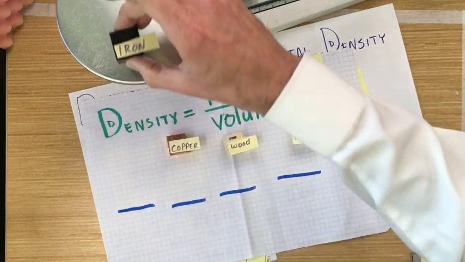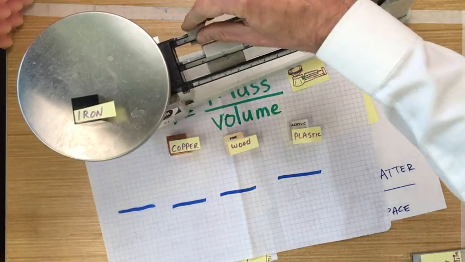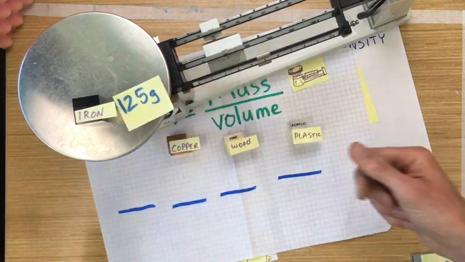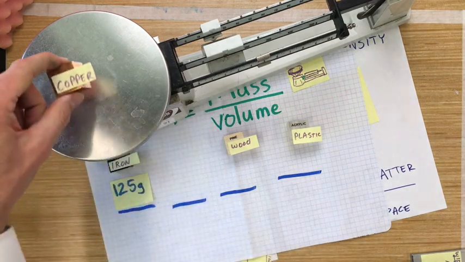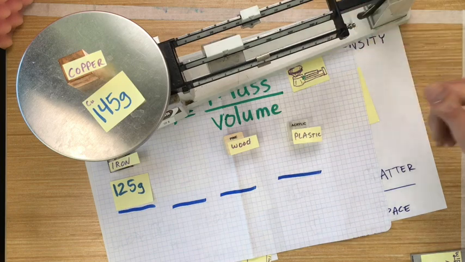When we put iron on the triple beam balance, it comes out to be about 125 grams. So 125 grams for iron goes on top. And then copper works out to be about 145 grams for that block.